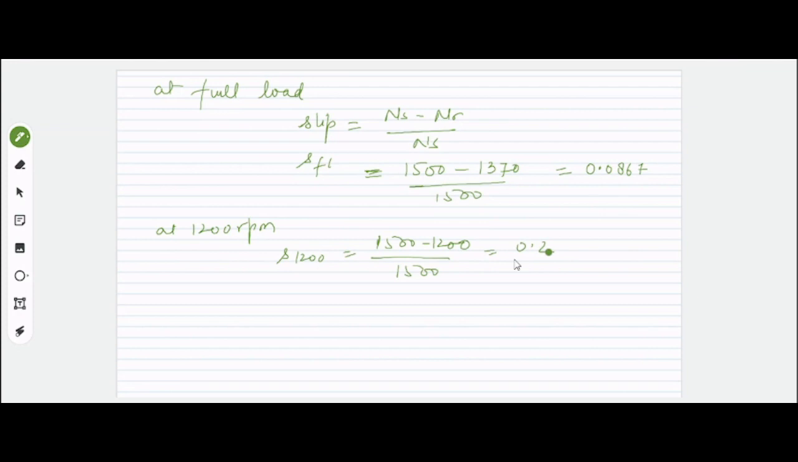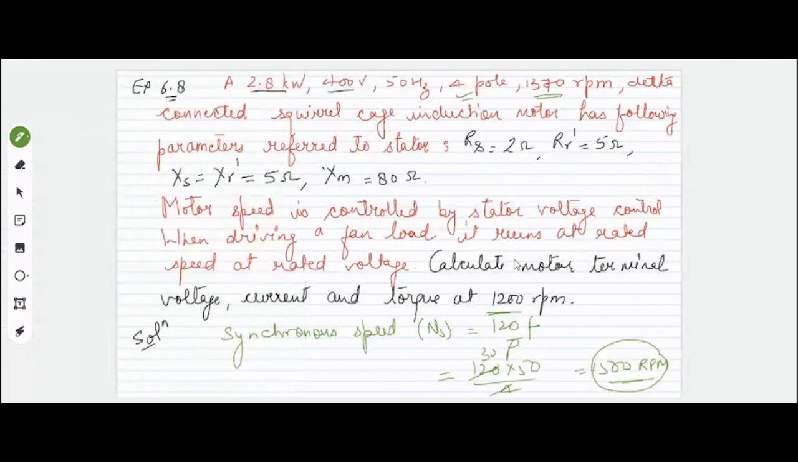So we can see that your slip is going to change with the change in speed. Earlier, when your motor was running at this speed, your slip was this. But at 1200, slip will increase to 0.2. Let us see what this numerical wants us to calculate. They want us to calculate the motor terminal voltage, the voltage we need to apply, when your motor will be running at 1200 rpm.